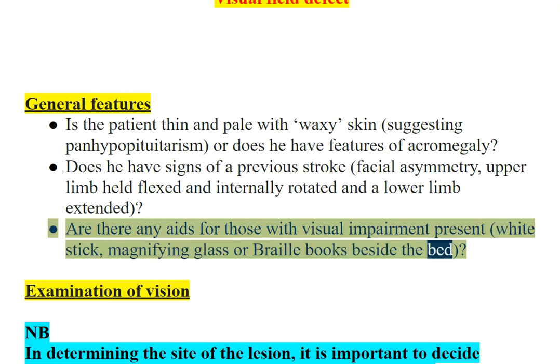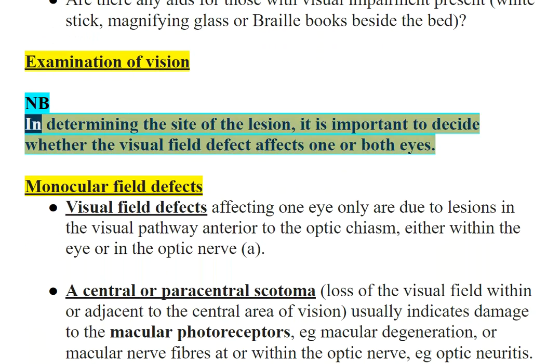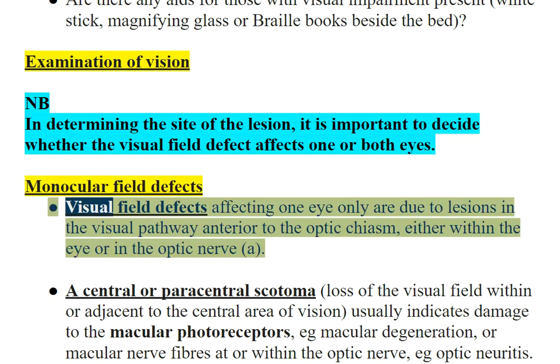the bed? Examination of vision. NB. In determining the site of the lesion, it is important to decide whether the visual field defect affects one or both eyes. Monocular field defects. Visual field defects affecting one eye only are due to lesions in the visual pathway anterior to the optic chiasm, either within the eye or in the optic nerve.